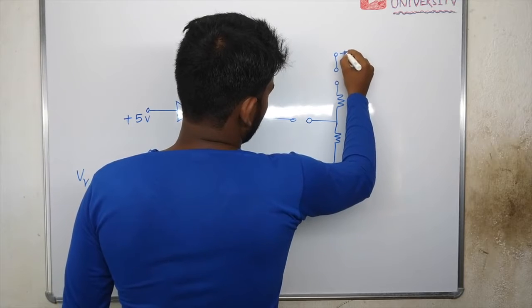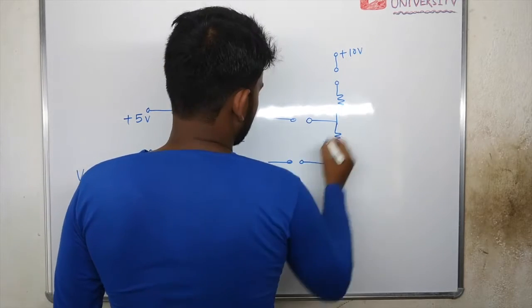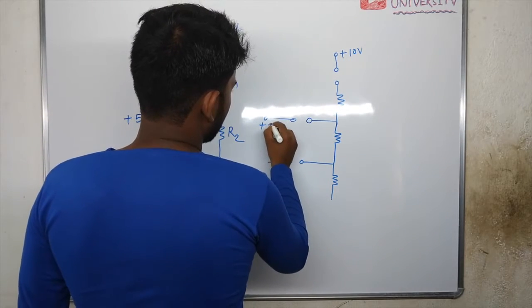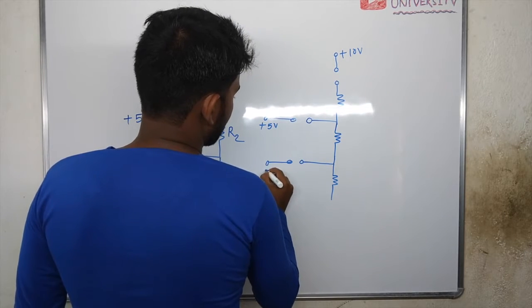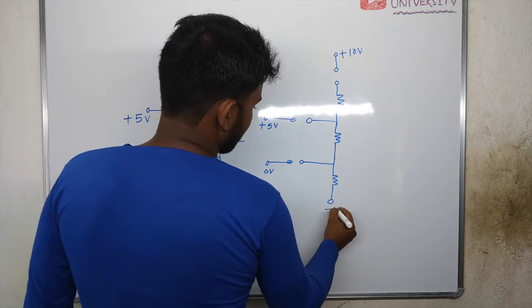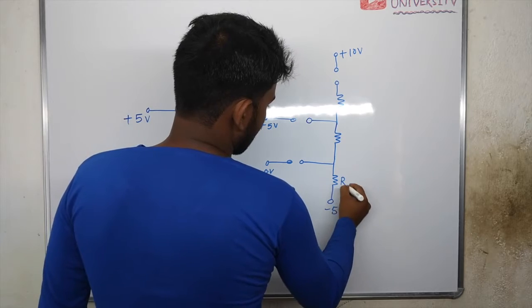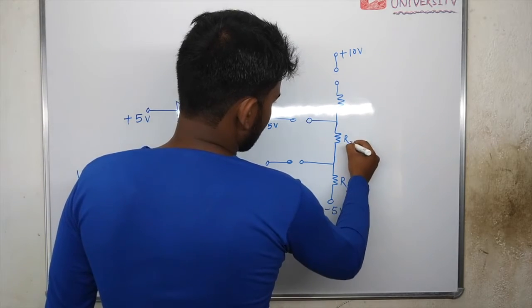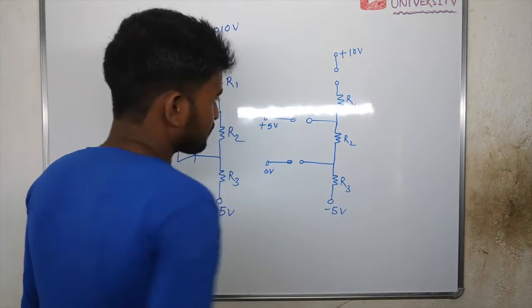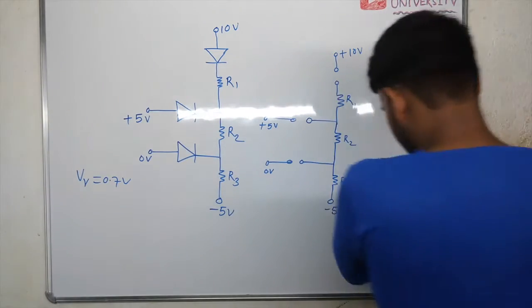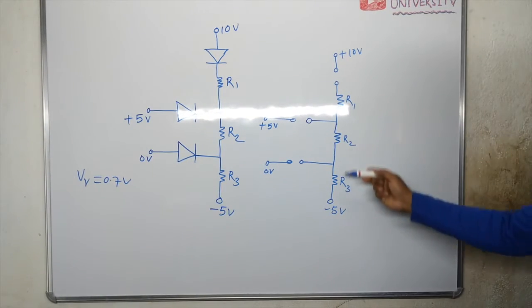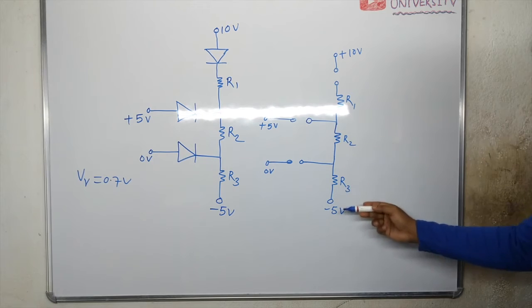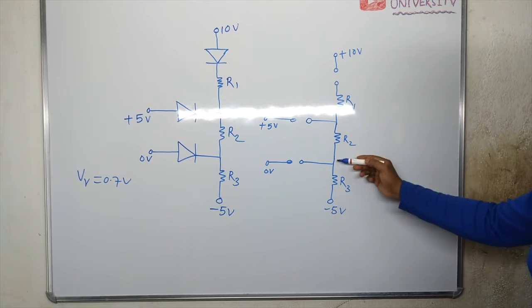This is your plus 10 volt and this is your plus 5 volt, this is your 0 volt and this is your minus 5 volt. This is R3, this is R2, this is R1. There will be no current flowing in this branch, so the same minus 5 volt will appear here. Minus 5 volt will appear at this node.